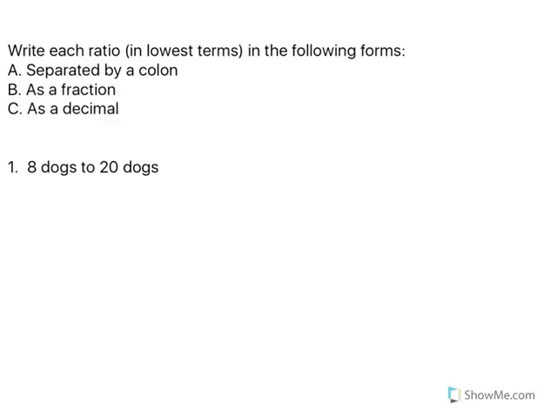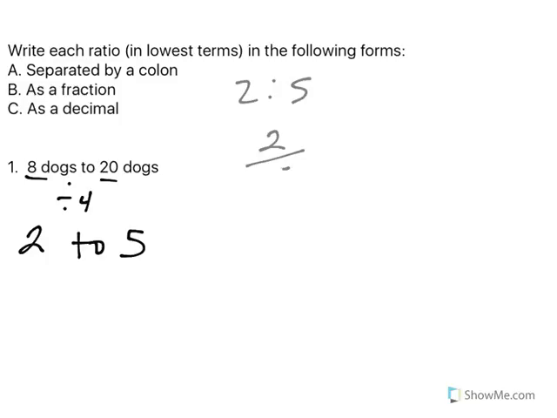All right, skills practice with ratios. First, we're going to write each ratio in lowest terms in the 3 different ways. So 8 dogs to 40 dogs. Well, if we're going to think about 8 and 40, those are each divisible by 8. So I really have 1 to 5. So with the colon, 2 to 5, as a fraction, 2/5, as a decimal, we divide, 0.4.